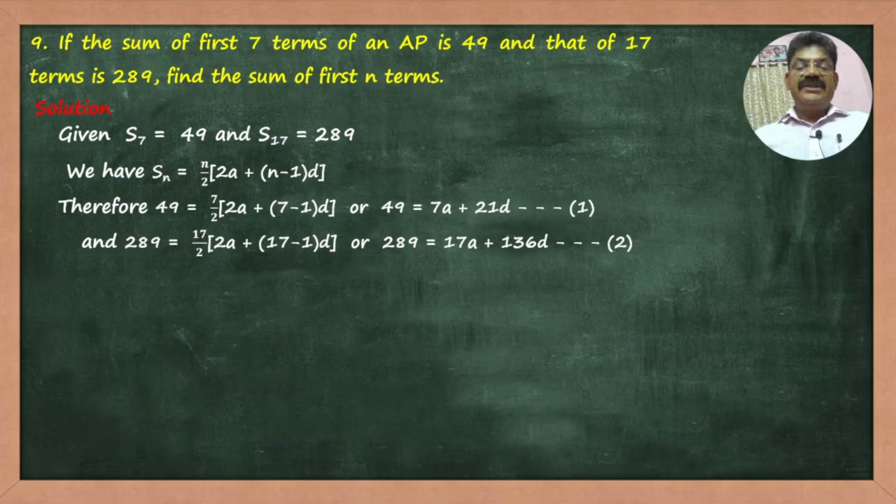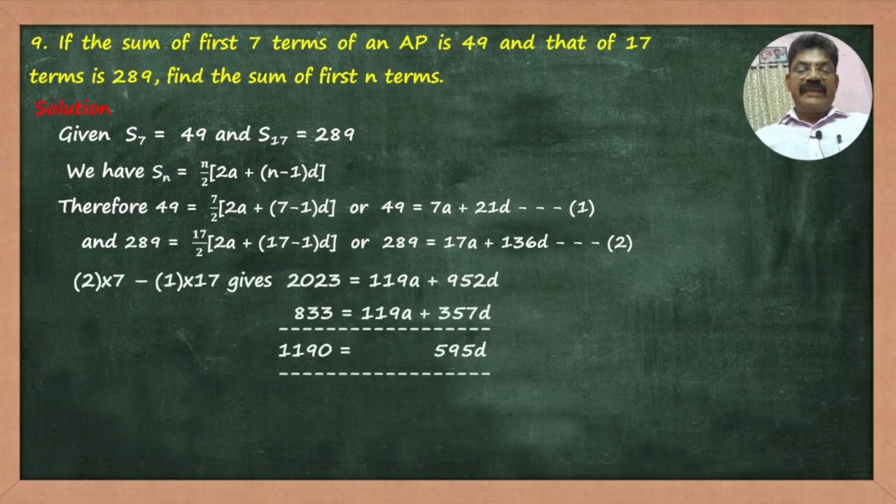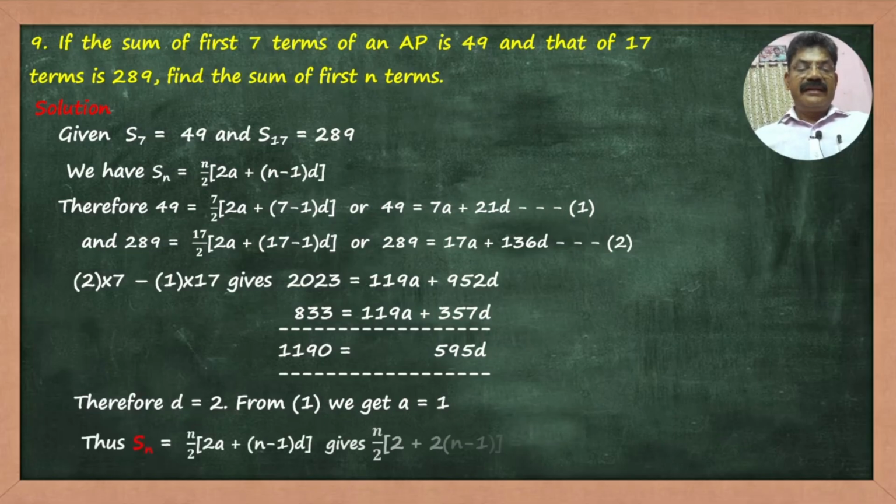So the rest of the job is to find the values of a and d using elimination method. Therefore, I get d is equal to 2 and a is equal to 1 when I solve like this. Thus, Sn is equal to, simply it is n square.